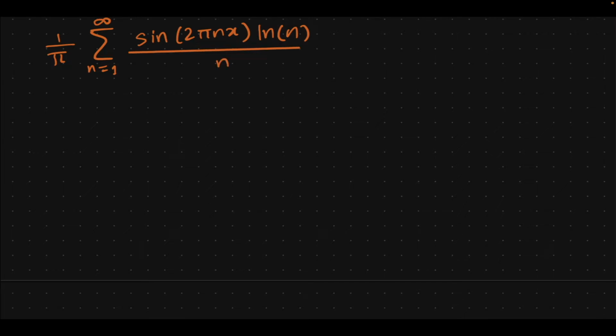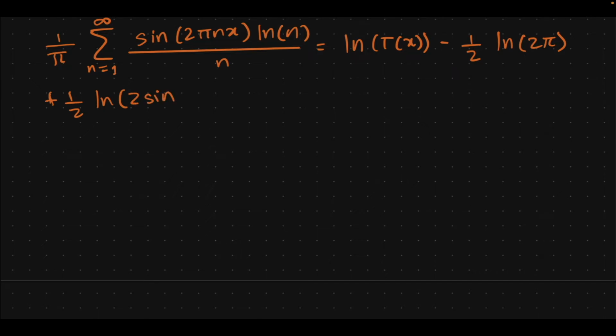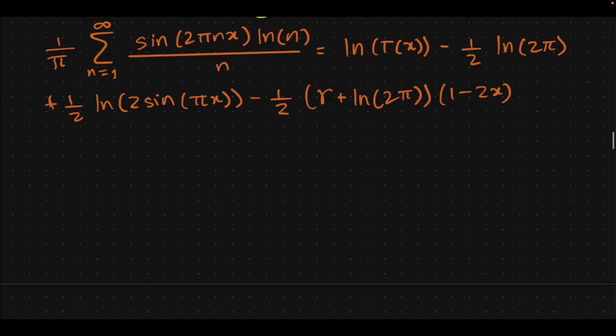Now let's recall what we had from the previous video. So let's recall that we had 1 over pi sum from n equals 1 to infinity sine of 2 pi nx natural log of n divided by n was natural log of gamma of x minus 1/2 natural log of 2 pi plus 1/2 natural log of 2 sine pi x minus 1/2 gamma plus natural log of 2 pi times 1 minus 2x. Why is this connected to the S we have there?